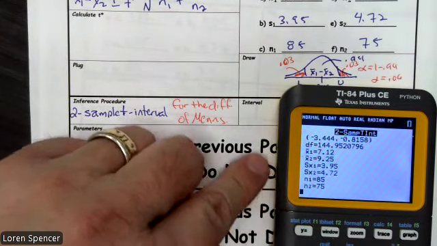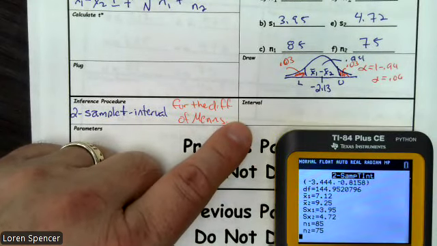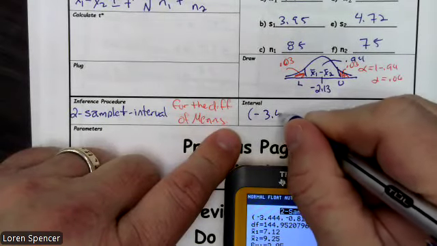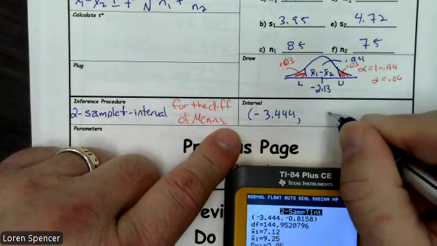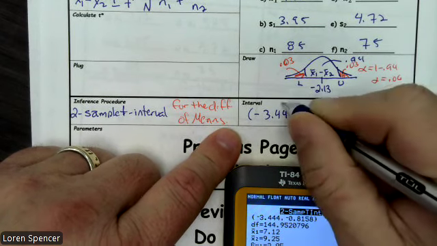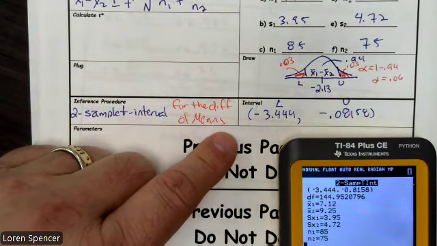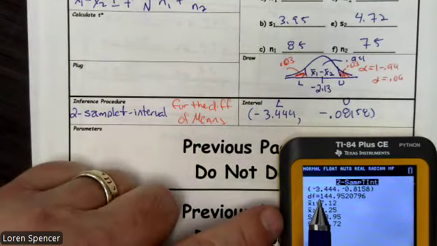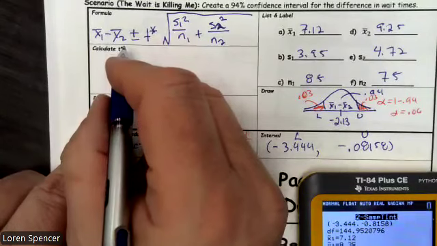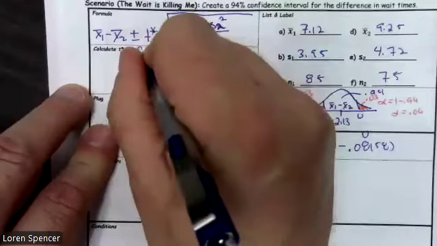So we're going to calculate, and we got a bunch of information. We're going to go ahead and write the interval down, even though we're not really ready for it. The interval is negative 3.444, comma, negative 0.08158. This is my lower bound. This is my upper bound. We also have our degrees of freedom, so I'm going to mark that down up here under t star. My degrees of freedom are 144.95.